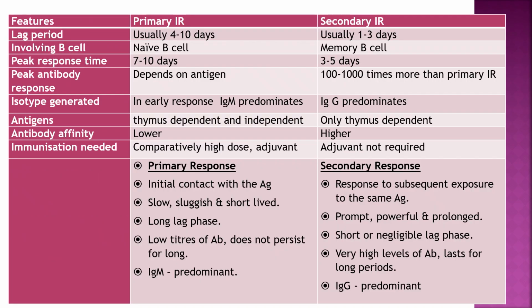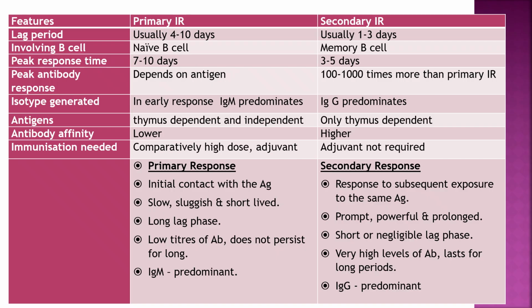Primary immune response: the immune response after the first contact with the antigen, usually with a 4 to 10 day lag period. Secondary immune response: second contact with the antigen, lag period usually 1 to 3 days. The primary response involves naive B cells; the secondary response involves memory B cells. Peak response time is 7 to 10 days in primary, 3 to 5 days in secondary. Peak antibody response in primary depends on the antigen; secondary is 100 to 1000 times more than primary.